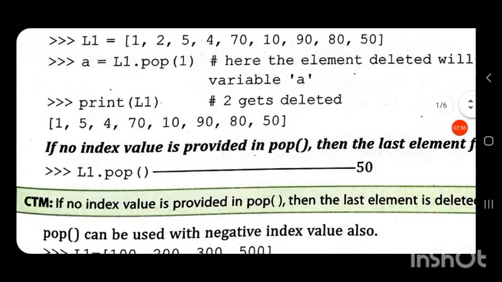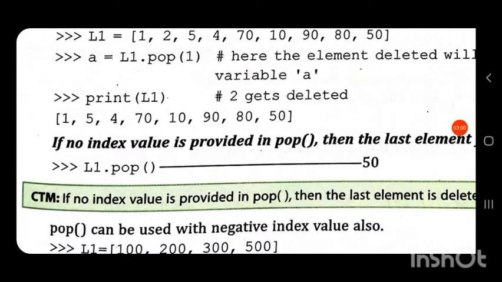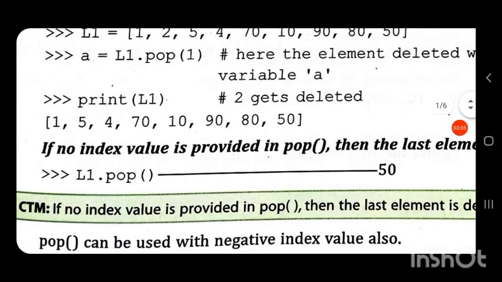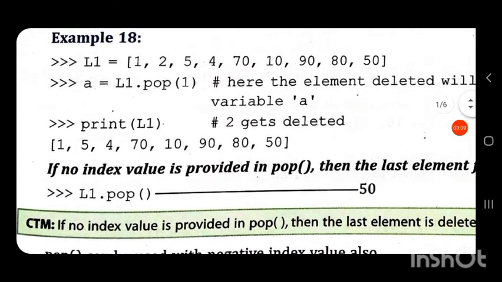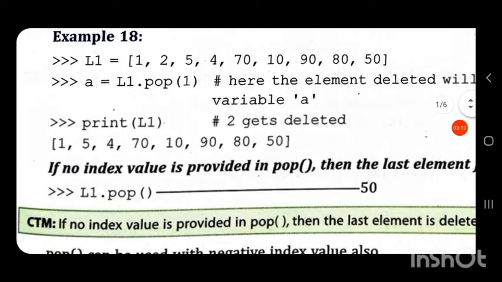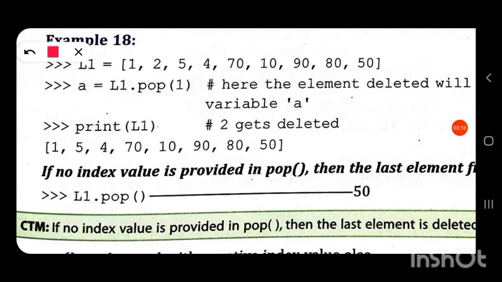You can see print L1 shows the new list. In the same list itself, the pop function has deleted the element at index position 1. You can see this element has been deleted.